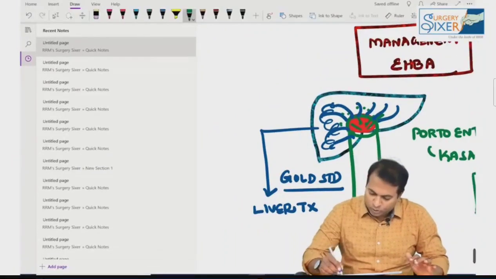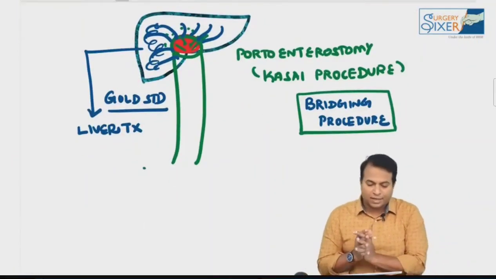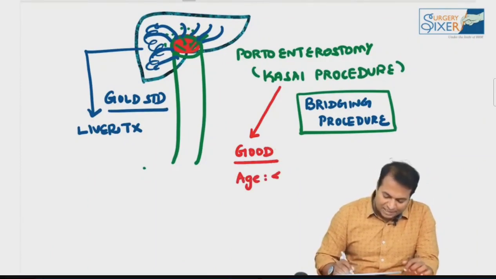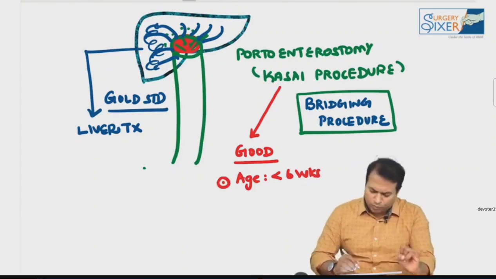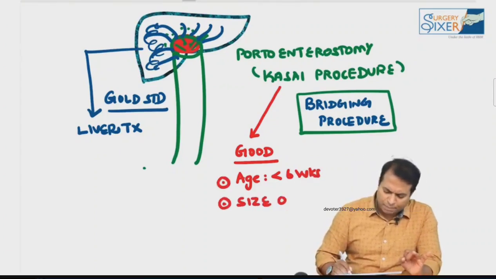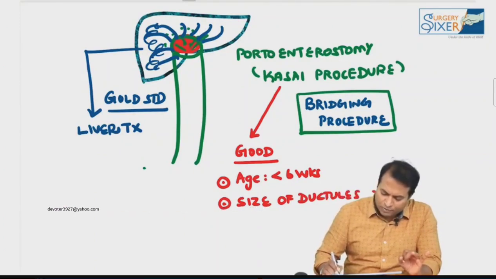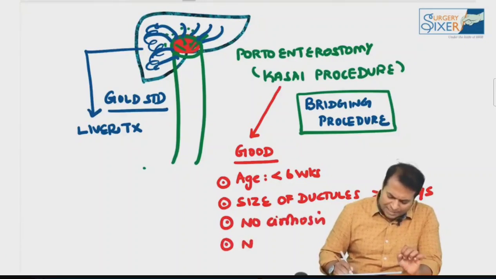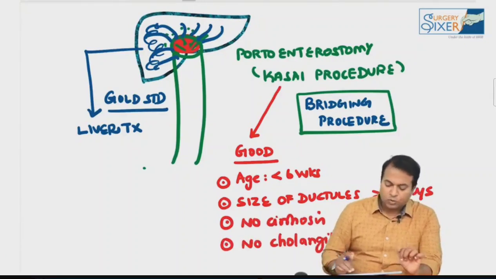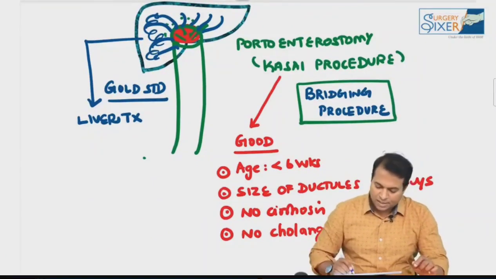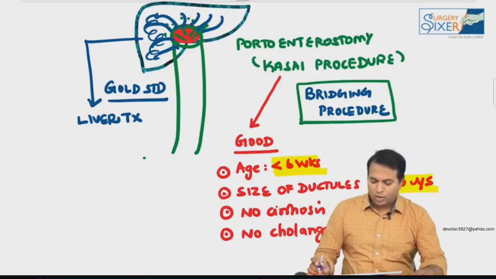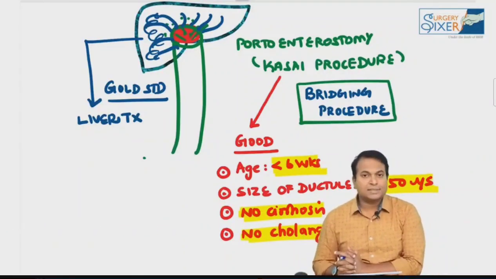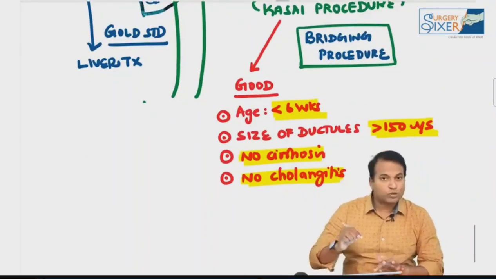At this point of time, I would like to tell you some of the prognostic factors after Kasai procedure. What are the good prognostic factors after Kasai procedure? If you operate on the baby at less than 6 weeks, it is good prognosis. The size of the microductules in the hilum, if more than 150 microns, is good prognosis. No cirrhosis is good prognosis. No cholangitis is also good prognosis. So the good prognostic factors after Kasai procedure are surgery done before 6 weeks, size of ductules more than 150 microns, no cirrhosis in the remaining liver and no cholangitis in the patient. Please remember these points in Kasai procedure.